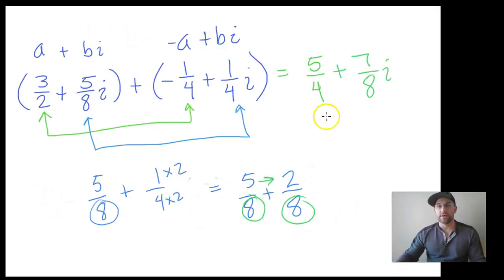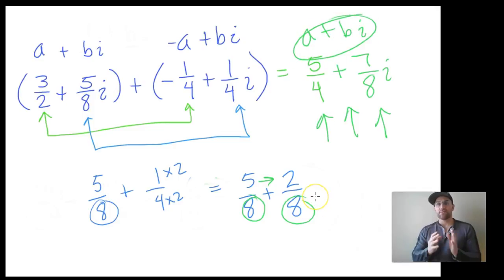Alright, so we have our real part, we have our addition symbol, and we have our imaginary part. Here is A plus BI. So we still have it of the form A plus BI. Don't let the fractions or the rational numbers intimidate you. You know that stuff from basic arithmetic.